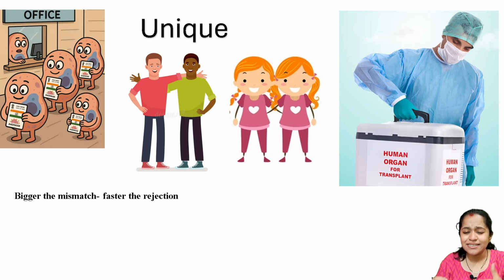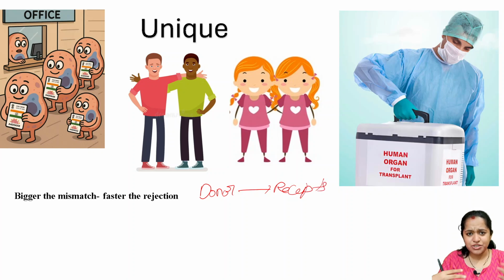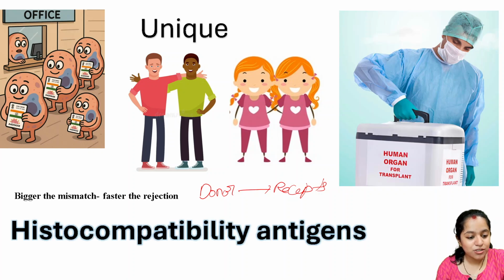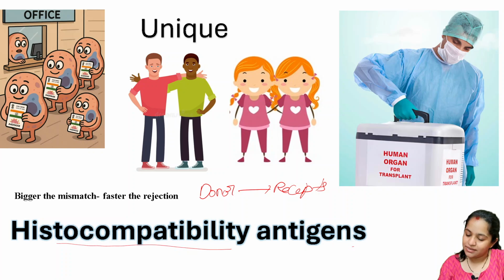Now you see, what is this MHC doing? MHC is deciding the compatibility between the donor and the recipient. Are they compatible enough to donate an organ, to transfer the organ? So that's why, because of this, it's also known as histocompatibility antigens. Clear? Understood?